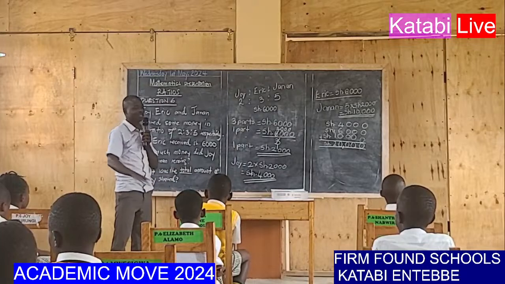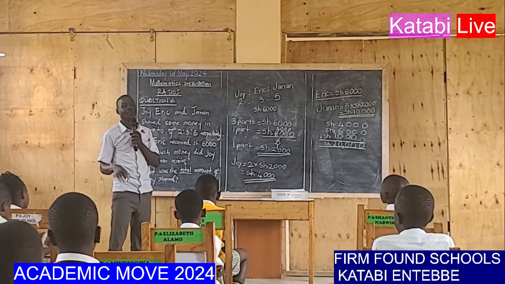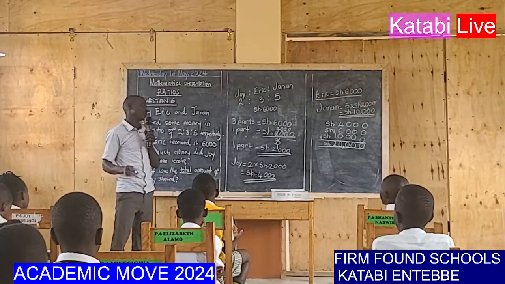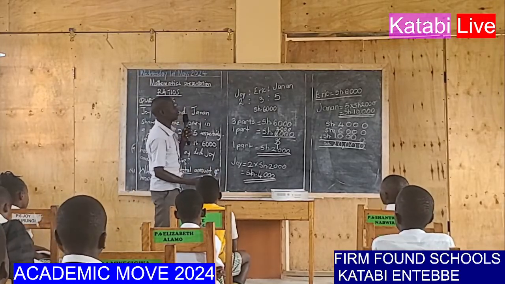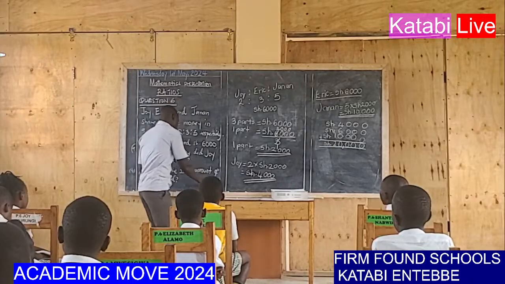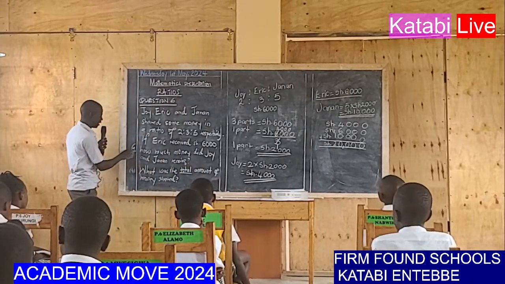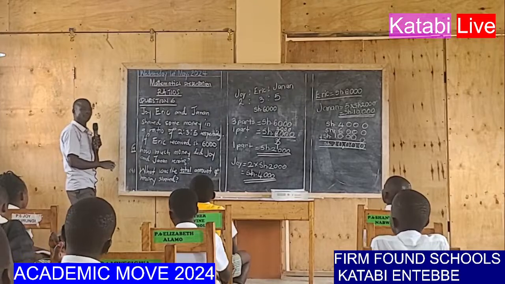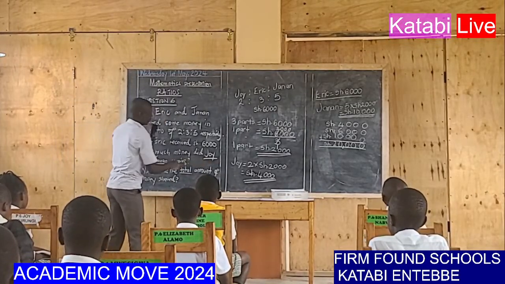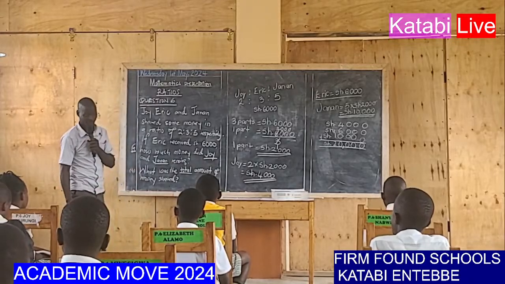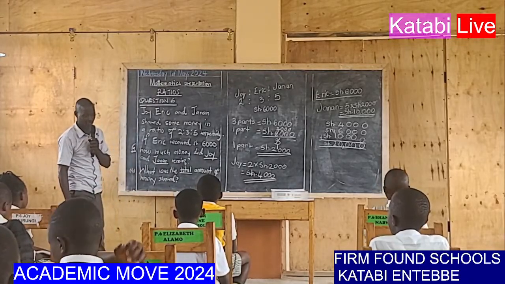What we learn in class is what we show here. Amen? Amen. We shall do it every time, the whole of this year, in every subject. Read question number 1, A part. Start. Who and who? Joy and Janan.